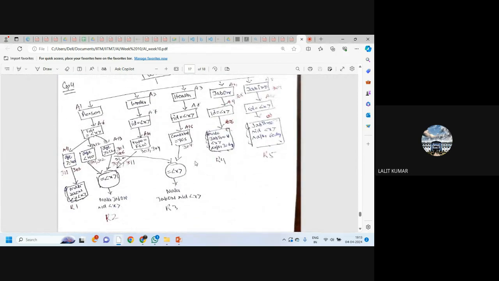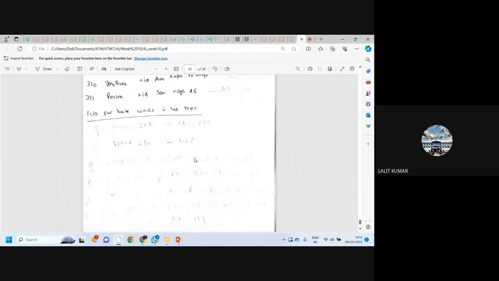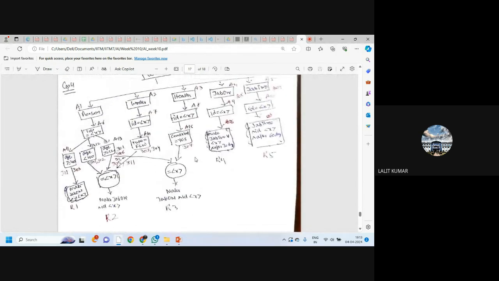Then this is the example. This is the question. This I will not solve, as we have understood the concept. So what you do is keep on putting the WMEs. You fit the WMEs and you'll get the answers.